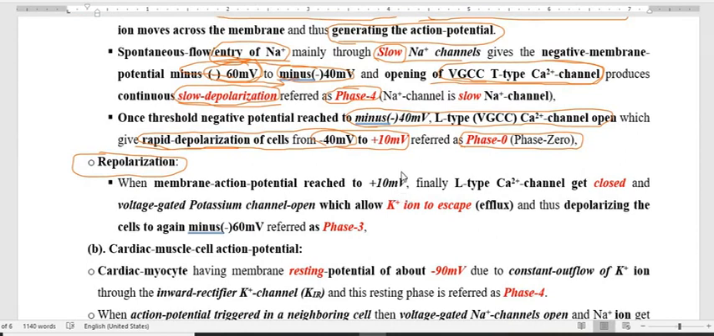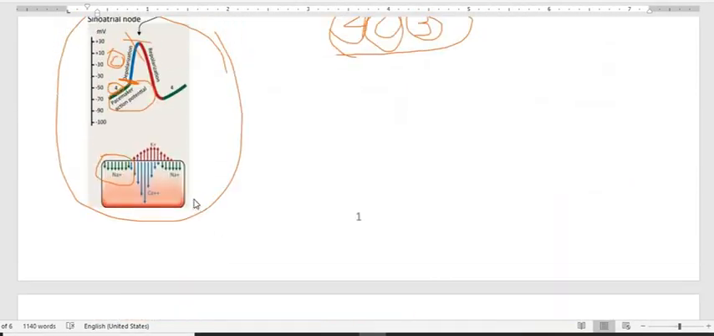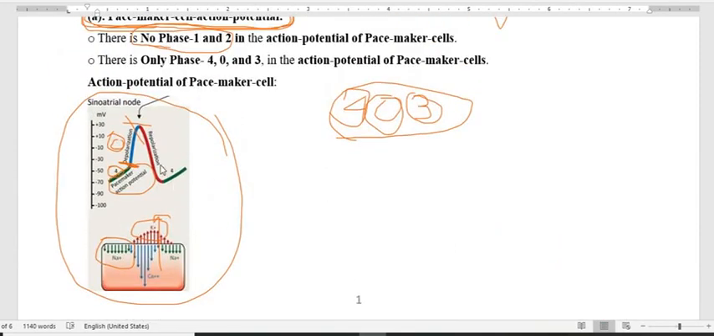At this phase, when the potential reaches 10 millivolt, the calcium channel, particularly the L-type calcium channel, gets closed. The voltage-gated potassium channel opens, rather it opens from an early stage, and therefore potassium ion is moving outward from inside to outside. So outward movement of potassium occurs, and therefore it gives rise to repolarization of the cell.